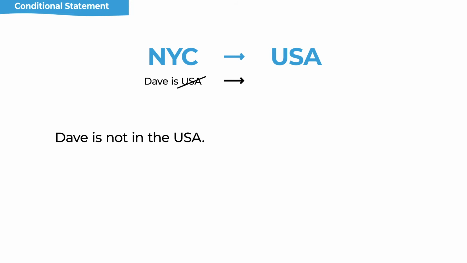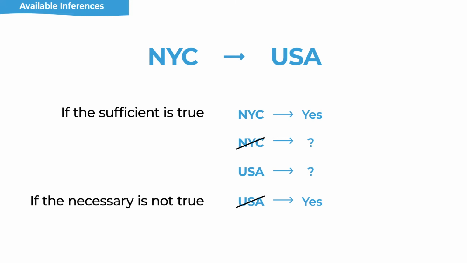What if we say that Dave is not in the USA? Does this rule tell us anything about whether or not he's in New York City? Yeah, it should. If he's not in the USA, he's definitely not in New York City. So a conditional statement has a sufficient on the left and a necessary on the right. The only time we can use these rules is if we know the sufficient is true, or if we know the necessary is not true.